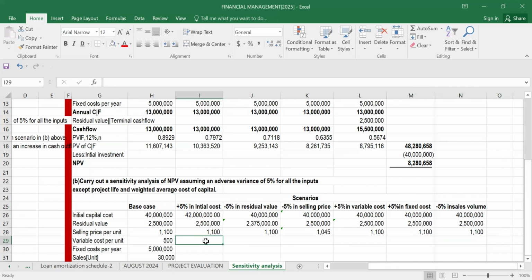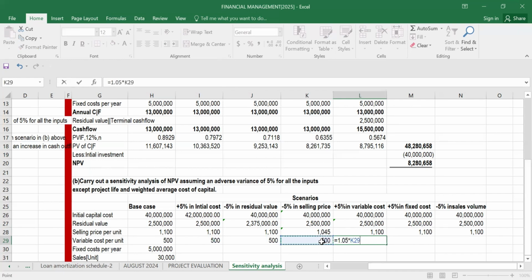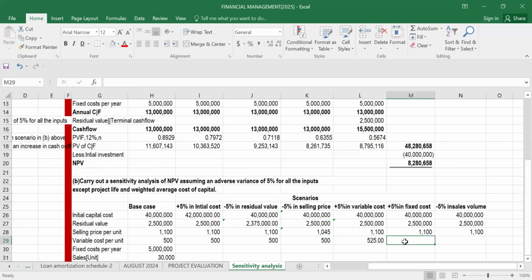Okay, so then here variable costs. This one will be 500, 500, 500. But here, for the variable cost, we are saying it will increase with 5%. So if it increases with 5%, it will be 1.05 times whatever you have here, which is 525. And then here it will remain the same, 500, and then here it remains 500, like that.